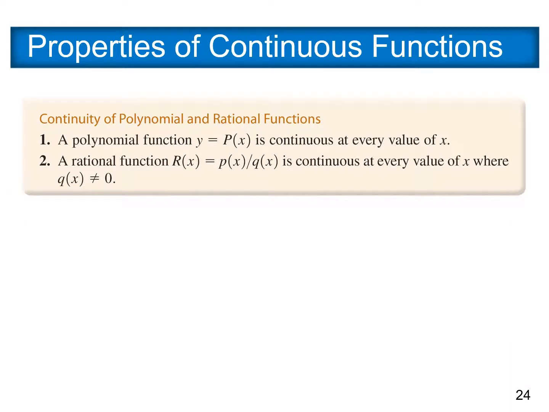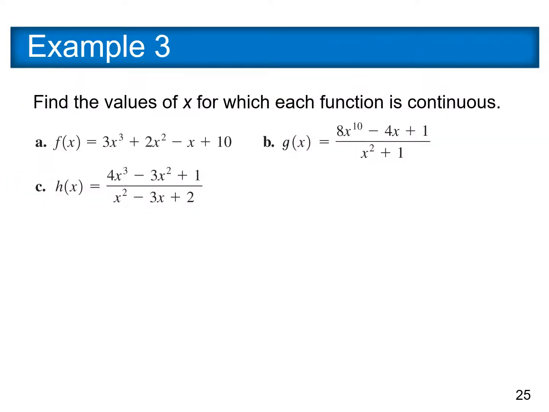Then, regarding continuity of polynomial and rational functions, we already studied them before, but a polynomial function is always continuous. And a rational function, when you have a function divided by another function, is continuous at every value of x, as long as the function at the bottom, the denominator, is different than 0. Then once again, I put here some examples, and I want to find the values of x for which the function is continuous.